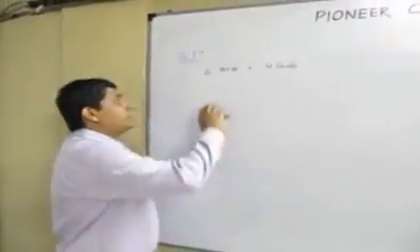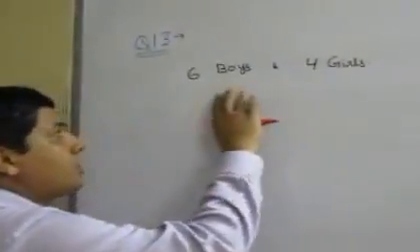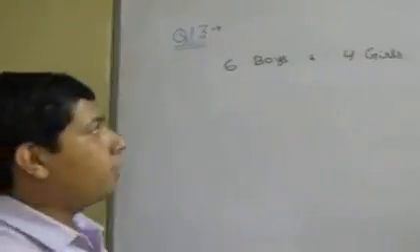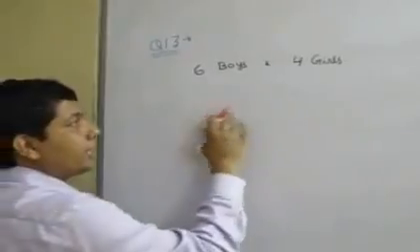Here in this case, total number of boys are 6 and total number of girls are 4. Out of these 10 students, we have to select 5 and condition is that at least one girl should be there. So let's start with the different cases.